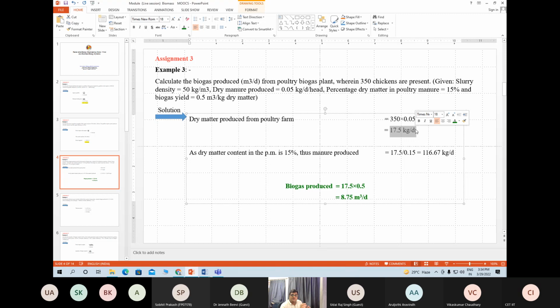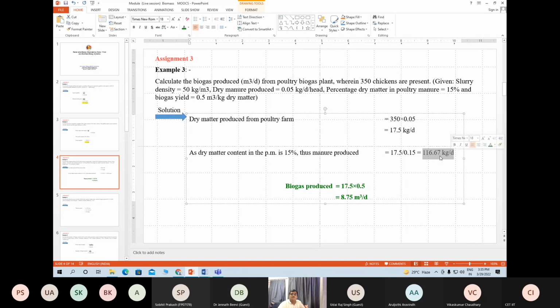So now once we know this is the 15%, I need to calculate what is the total slurry, or you can say the total manure, produced from that particular poultry. Simply I have to divide by the percentage of dry matter, because this is the dry matter content in the poultry manure. I am just dividing by 0.15 here, which is the percentage of dry matter, and that gives me the total amount of manure produced per day from that poultry. Clear?